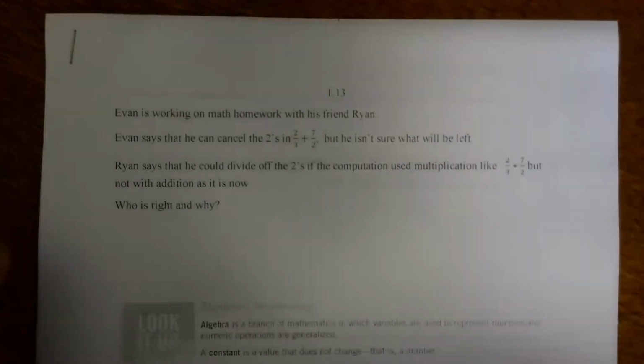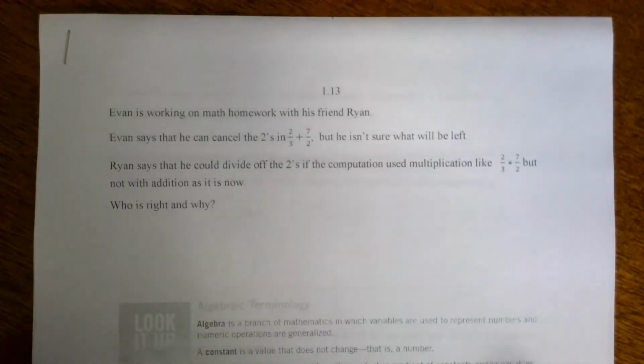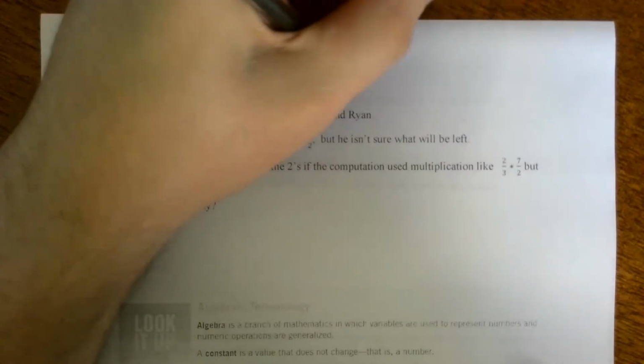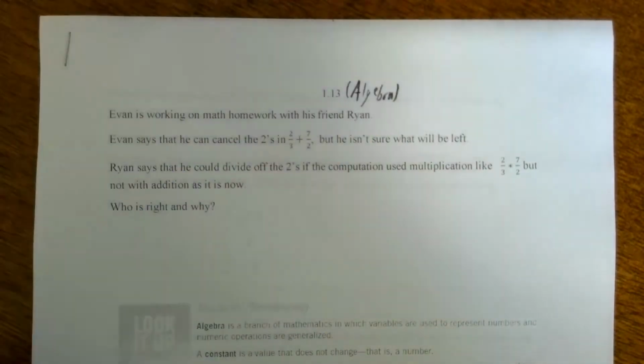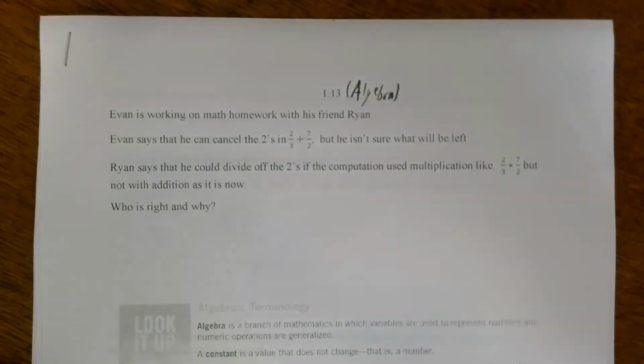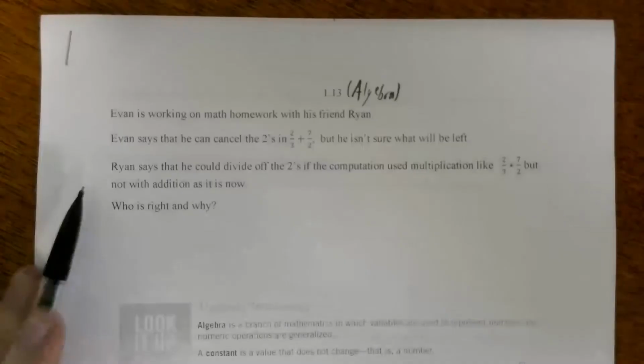Okay, so 1.13, we're going to talk about algebra a little bit. We're going to start getting into some letters rather than numbers. We're going to call them variables, kind of like we did with ordered pairs. Okay. So as always, we'll start out with an example.